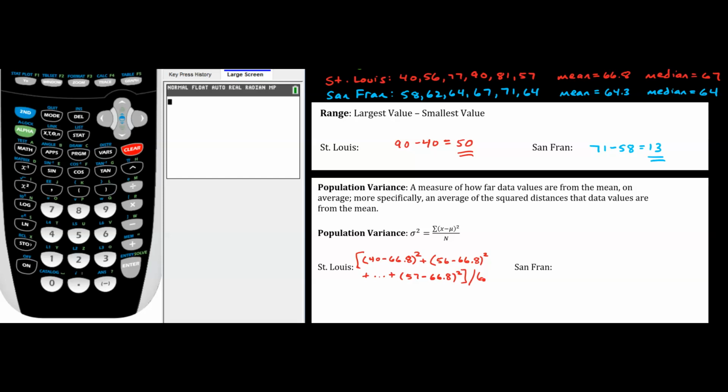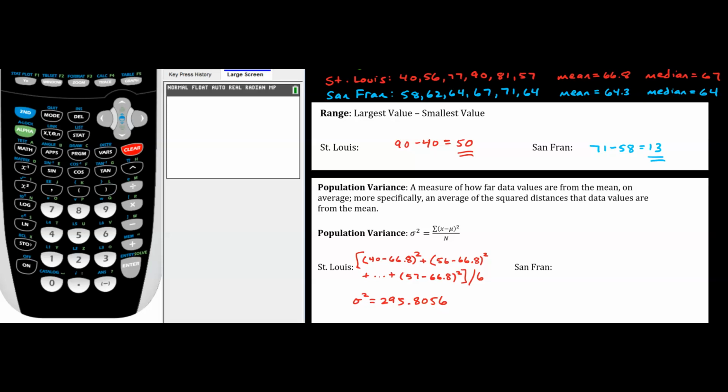And I'm just going to tell you what this calculation ends up as, and it is 295.8056 if you're going to 4 decimal places. And again, let's denote this with the symbolism sigma squared. So sigma squared, our population variance, is 295.8056 for the St. Louis data.